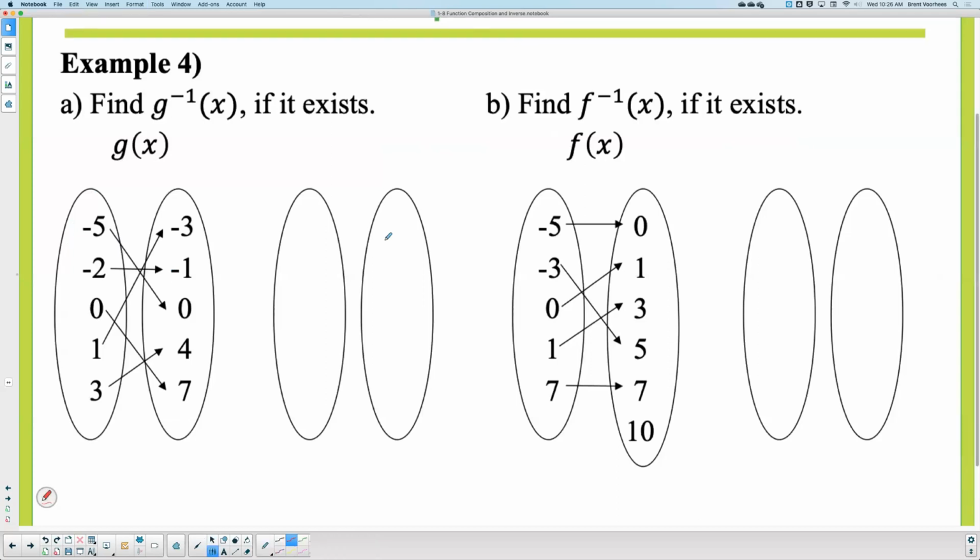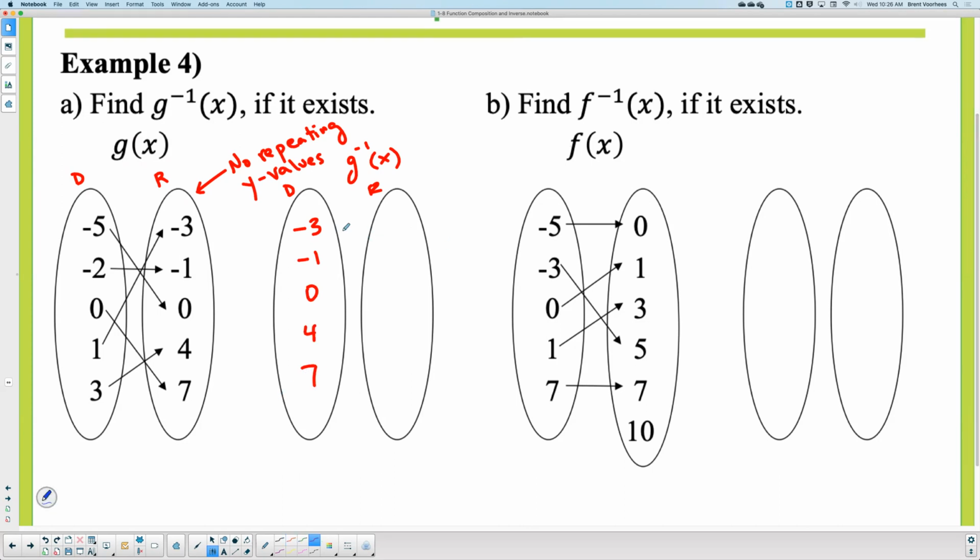Since there are no repeating y values, what do I mean by that? It would be like two arrows coming to the same number. Since there are no repeating y values, g will have an inverse function. So I'm going to put g -1 of x. And here's how g negative 1 of x would look. It would have the same numbers. You switch the x and y. So if this is the domain and this is the range, you switch the domain and range. The domain and range over here get switched. So it would be negative 3, negative 1, 0, 4, 7.